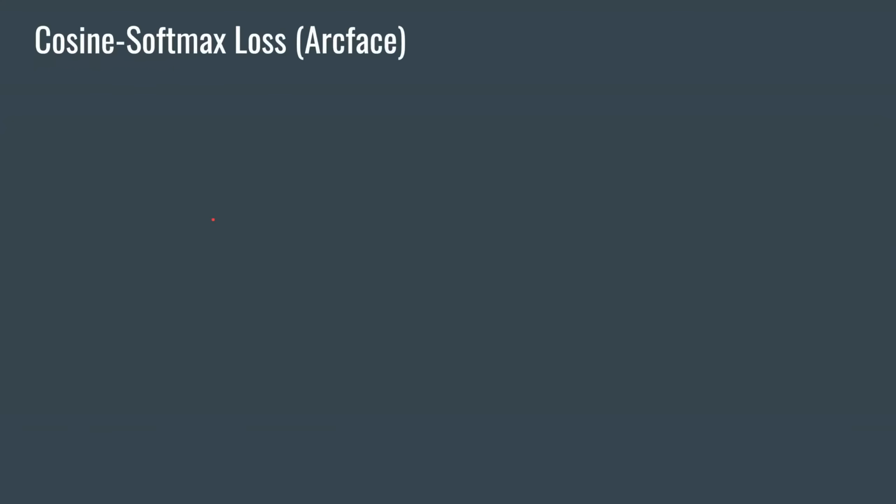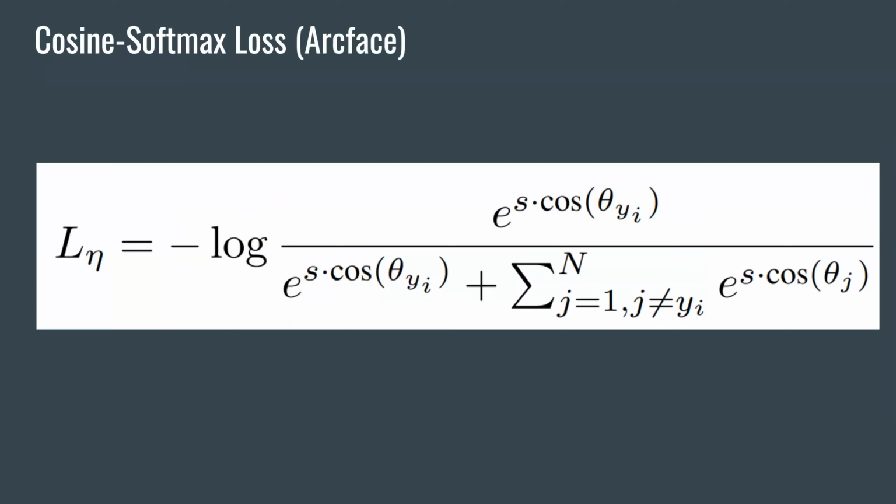And so now let's discuss some of the losses that we just saw. The first one is the cosine softmax loss, otherwise known as ArcFace. The goal of this loss is to maximize the margin between different classes and to minimize the intra-class separation. So we want classes that are different as far away as possible and classes that are the same as close as possible.